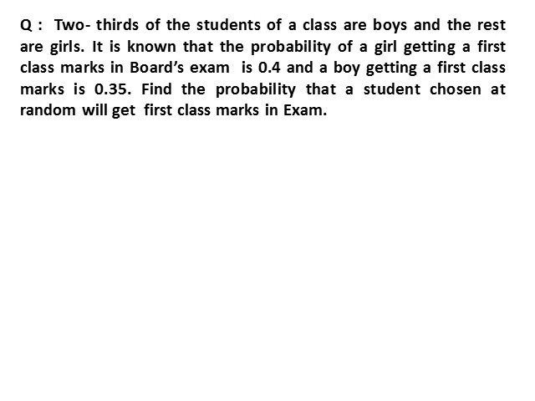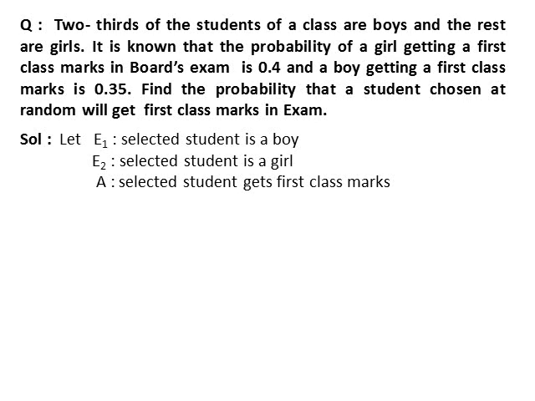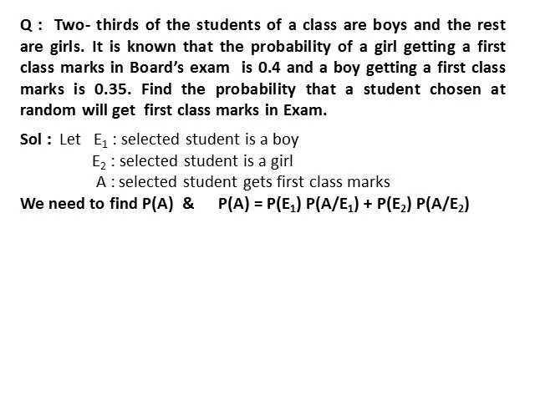Students, we need to find probability that selected student gets first class marks. There are two types of students, boys and girls. So selected student who gets first class marks in exam can be a boy or a girl. So let E1 be the event that selected student is a boy and E2 be the event that selected student is a girl and A be the event that selected student gets first class marks. So we need to find probability of event A.